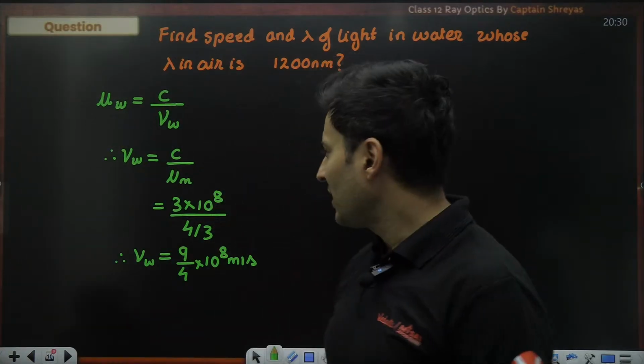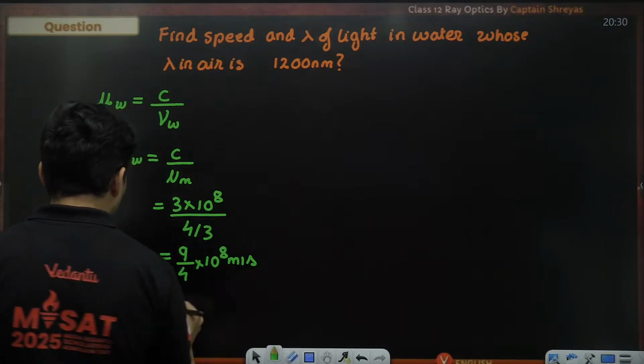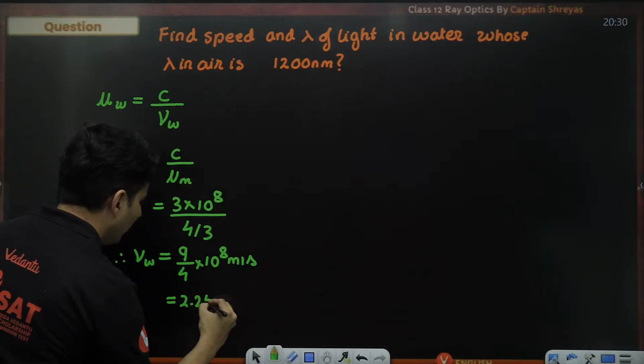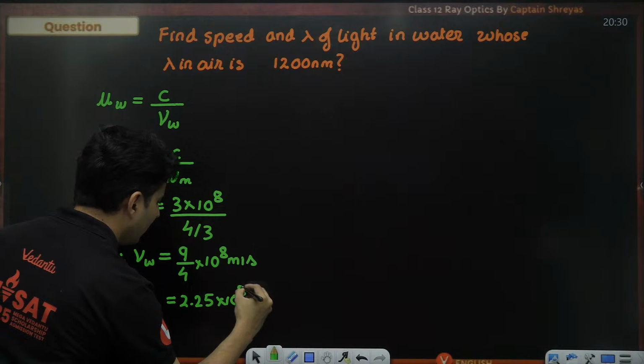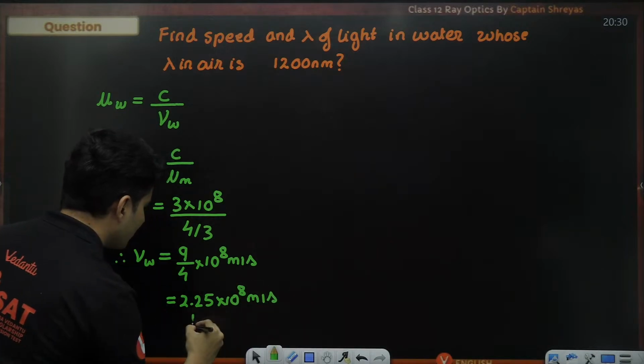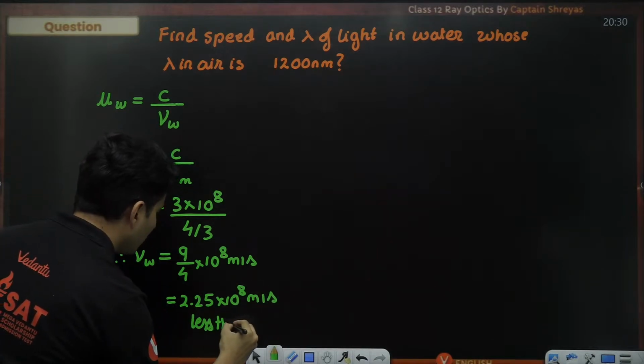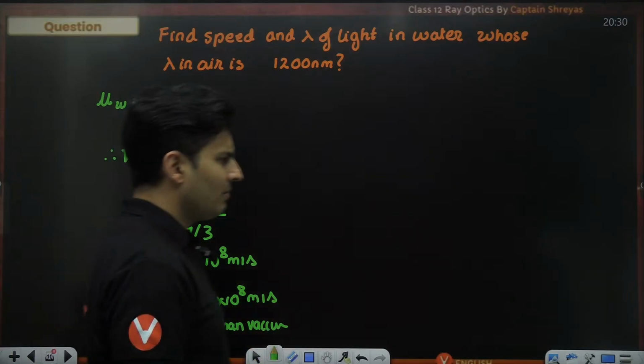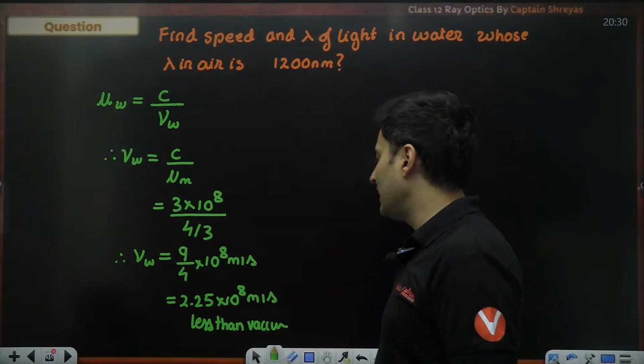Speed of light in water, 9 by 4, is obviously less than 3. Even if you calculate it, it will be nothing but 2.25 into 10 to the power 8 meters per second, which is less than that which is there in vacuum. Makes sense. It should be less because it is a denser medium.